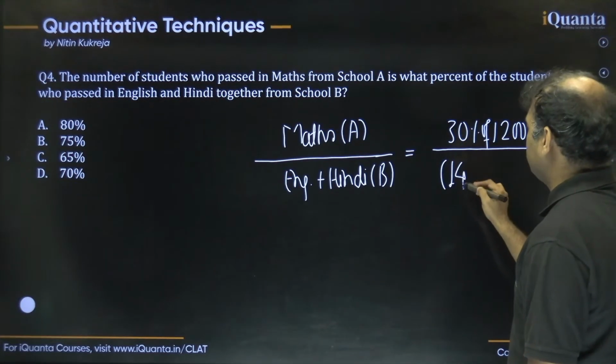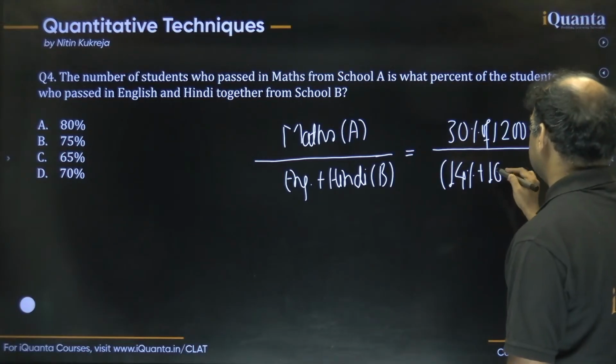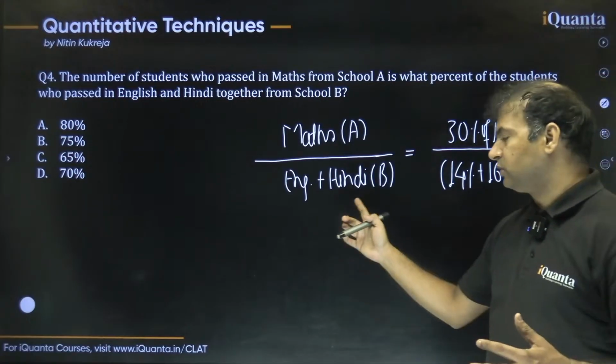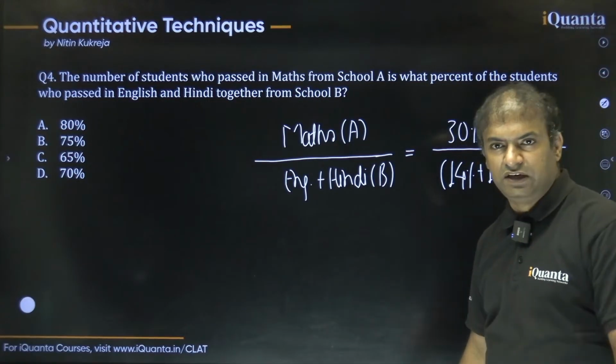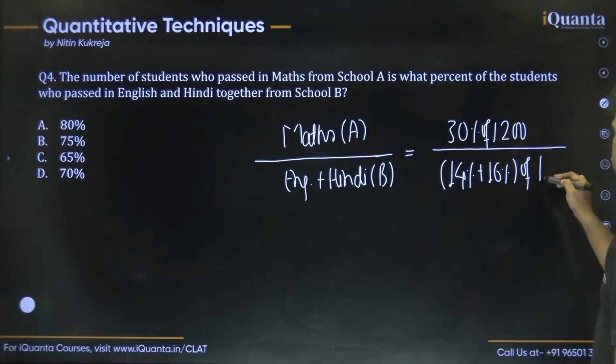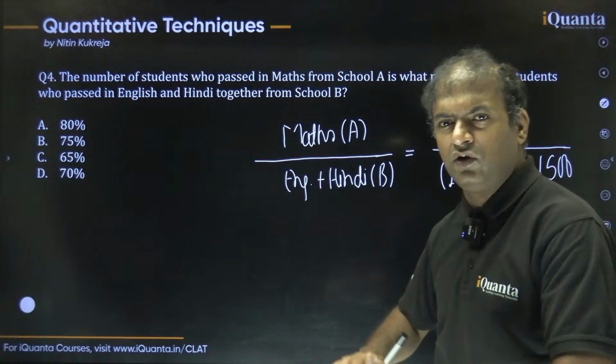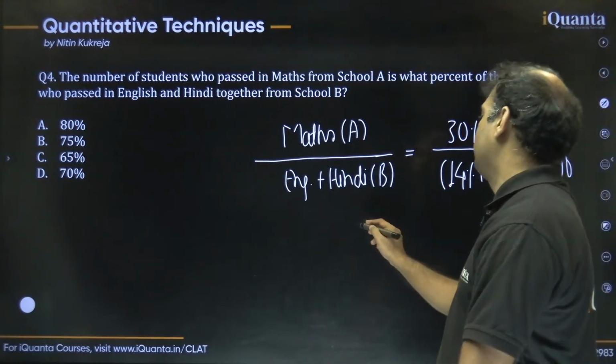See, we can add the percentages. Why? Because the base of both the percentages is the same, right? The base of both of them is the total students in school B, which we know is 1500, right? So we can directly add them. Now we can multiply by 100 if required. If not required, we will not multiply by 100. Fine, let's try to calculate.